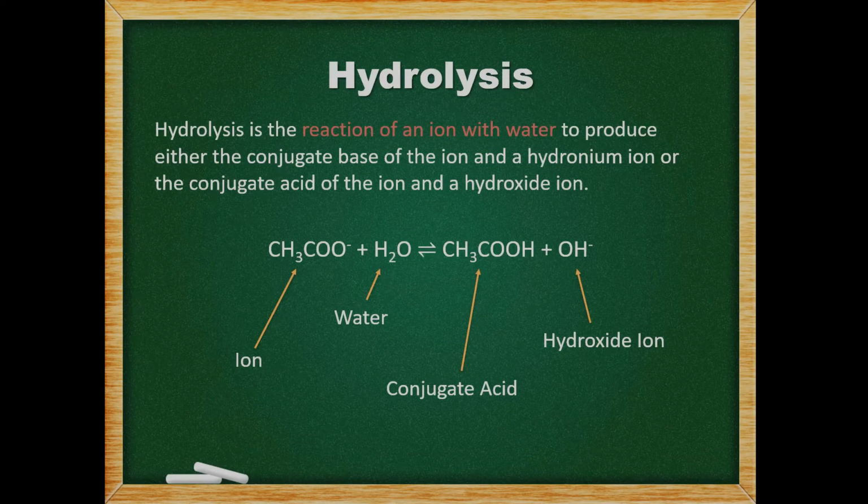Hydrolysis is the reaction of an ion with water to produce either the conjugate base of the ion and a hydronium ion, or the conjugate acid of the ion and a hydroxide ion. In this reaction, we can see how acetate is reacting with water to produce its conjugate acid and hydroxide.